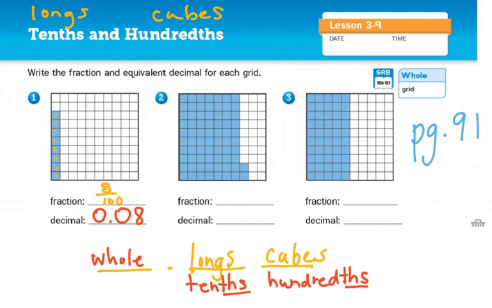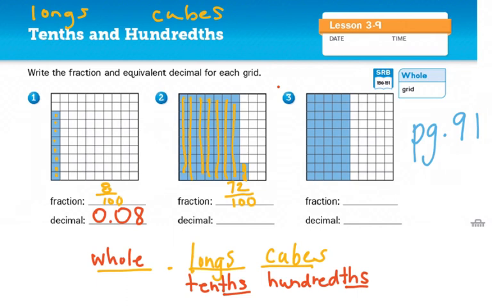Number 2, we're going to count. I'm going to count how many longs, so 1, 2, 3, 4. If I count down 1, 2, 3, 4, 5, 6, 7 longs and 2 cubes. So each one of those longs is 10, so that would be 70, 71, 72. 72 out of the 100 that I need to cover the whole grid.